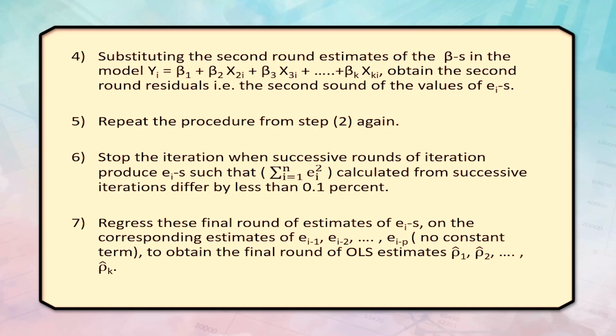We continue iterating like this, you can see in step 6, till we produce e_i's such that the sum of squares of errors calculated from successive iterations differ by a very small magnitude, maybe by less than 0.1%. If that stage is reached, we say that there is convergence and we stop there, and that stage gives us the final estimate of the betas.